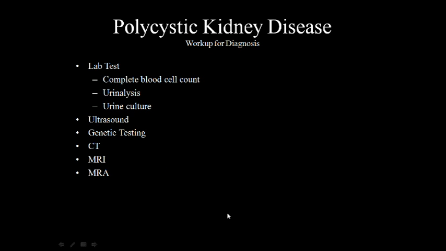So how we diagnose polycystic kidney disease is kind of different. You can order a lab test, a CBC or a complete blood cell count. And so this could show you if there is an increase in white blood cells, a decrease in red blood cells, things like that. It can really demonstrate to you if there is inflammation to be worried about.